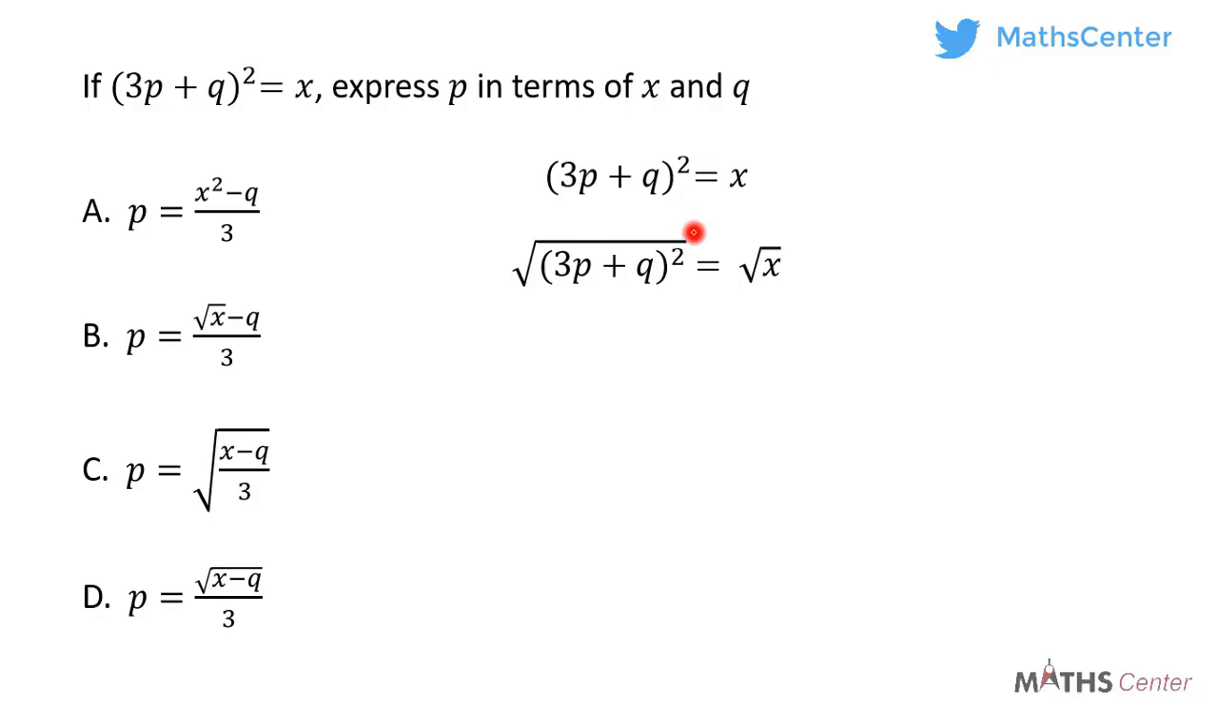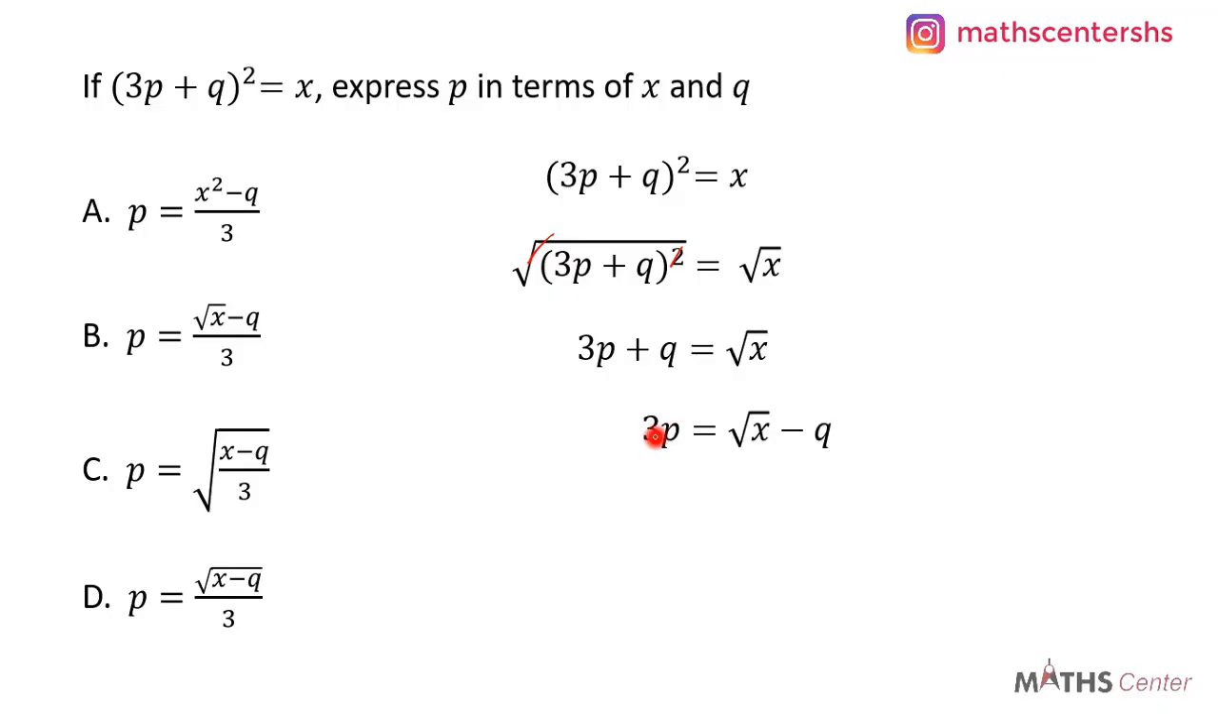When we do that, you can see that the square and the square root will be gone, and so you have 3p plus q is equal to square root of x. I want to make p the subject, so I'll send q over to the right hand side. And so I'm going to have 3p is equal to square root of x minus q.